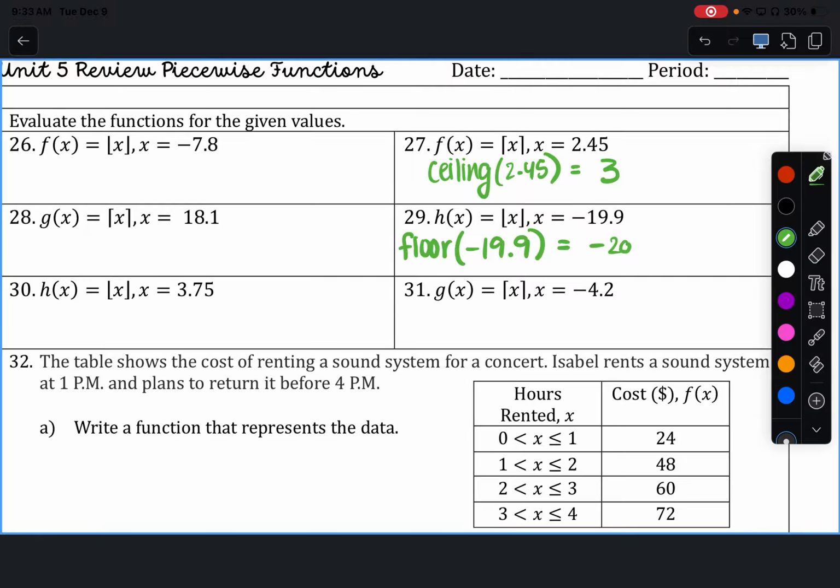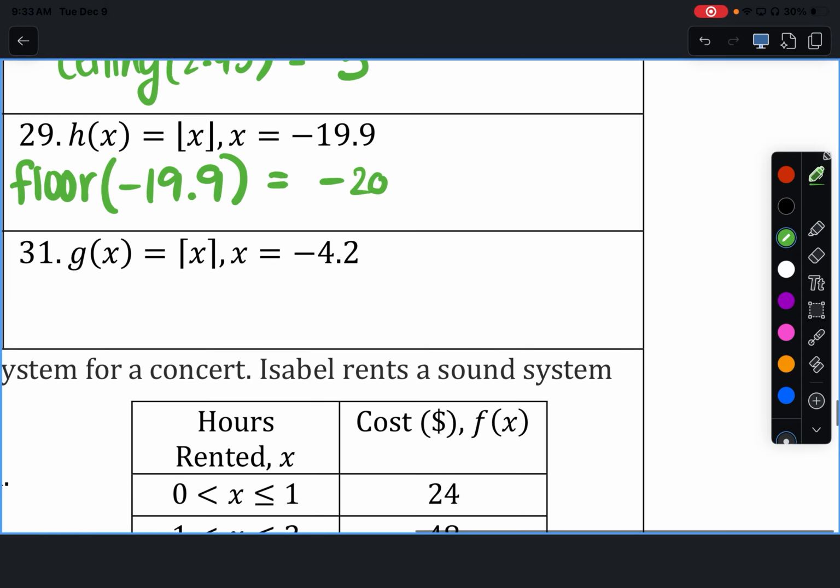Okay, so let's talk about it. The floor function means it rounds down to the nearest integer, right? So for negative 19.9, we have negative 20, negative 19, and negative 19.9 is somewhere in the middle. If we round down, to the nearest number below it, that would be negative 20. That is why it rounds down there, because it's going to the nearest integer below.